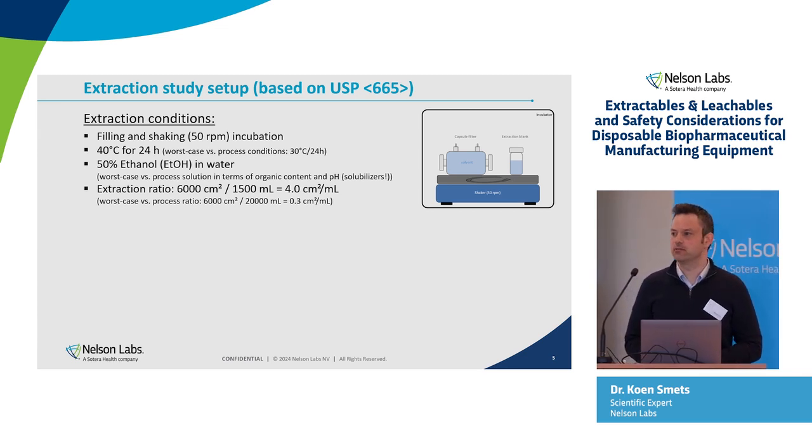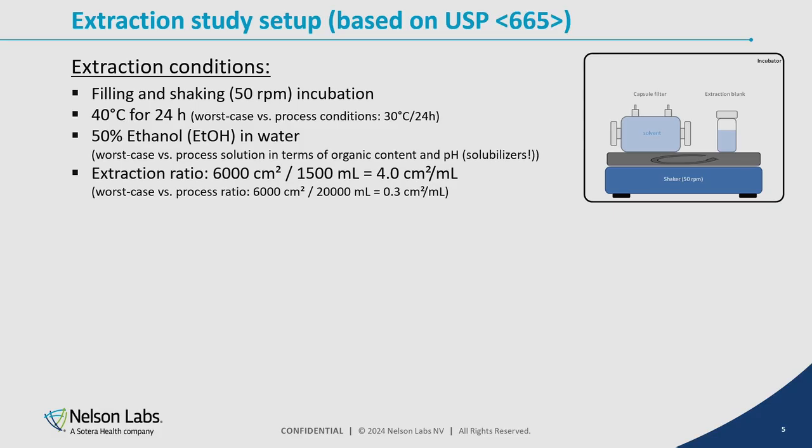50% ethanol in water is recommended for medium risk testing. Also comparing to the actual process solution that is filtered, this is also definitely worst case. The extraction ratio: in this example, we have filled the filter entirely and then closed it at its open end using inert materials. So we are really dependent on what is the fill volume of the filter. In this example, it was 1.5 liters, taking into account the effective filtration area. We had an extraction ratio of 4 square centimeter per ml, which is higher than the 1 square centimeter per ml recommended by the standard testing protocols, and also definitely worst case compared to the actual process.